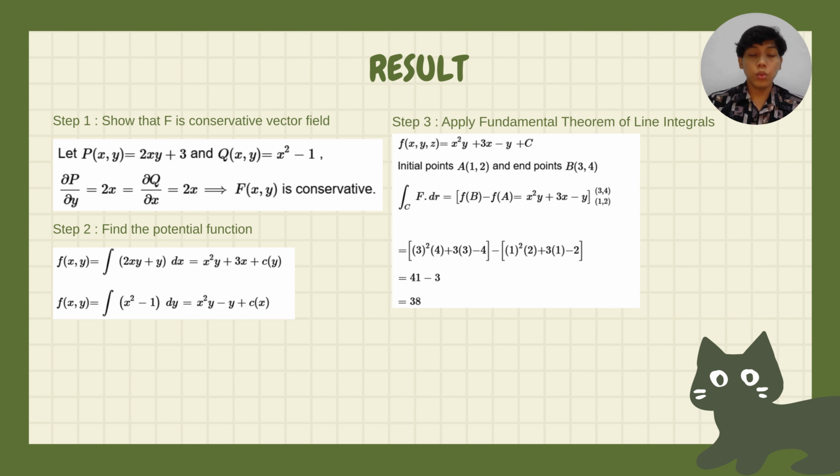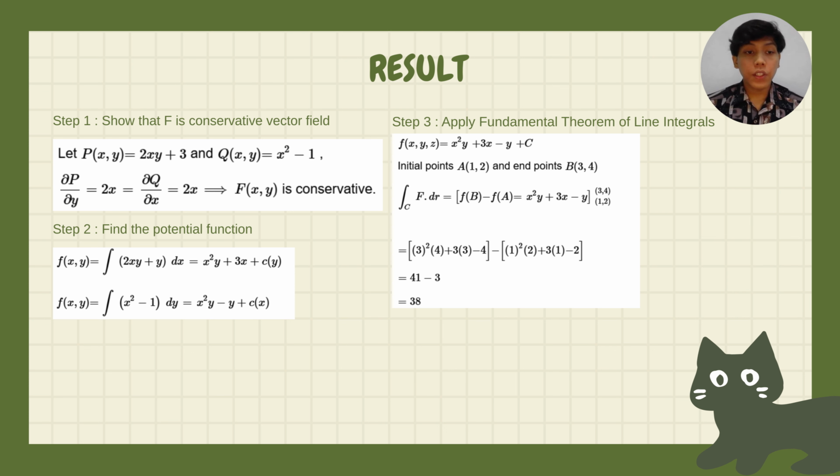For step 2, we must find the potential function. We integrate both functions. When we integrate function P, we get x²y + 3x, and when we integrate Q with respect to y, we get x²y − y. So the potential function is x²y + 3x − y. We have applied the conditions of the fundamental theorem of line integral, so we can find the total work done by applying the theorem.